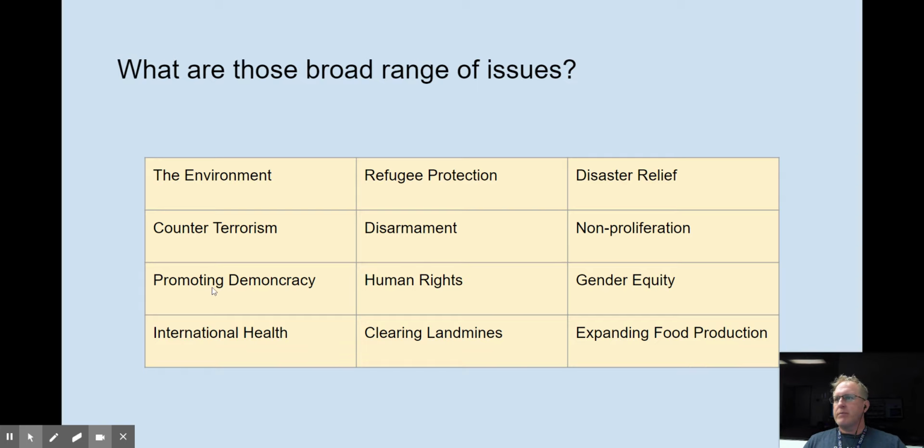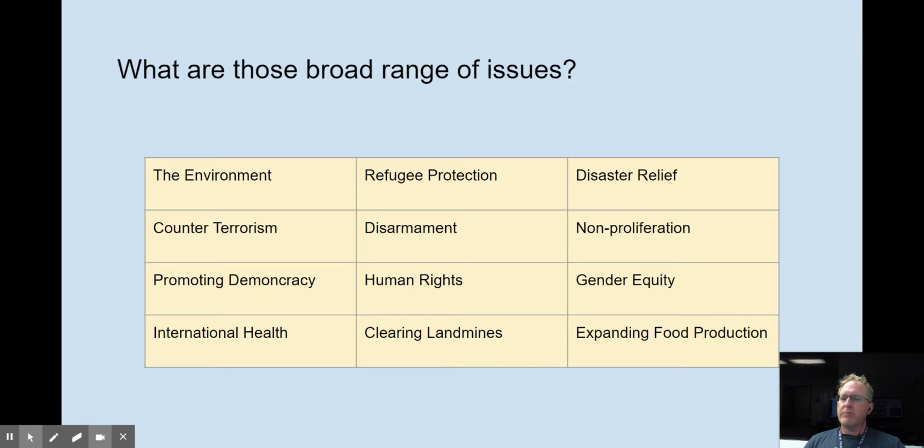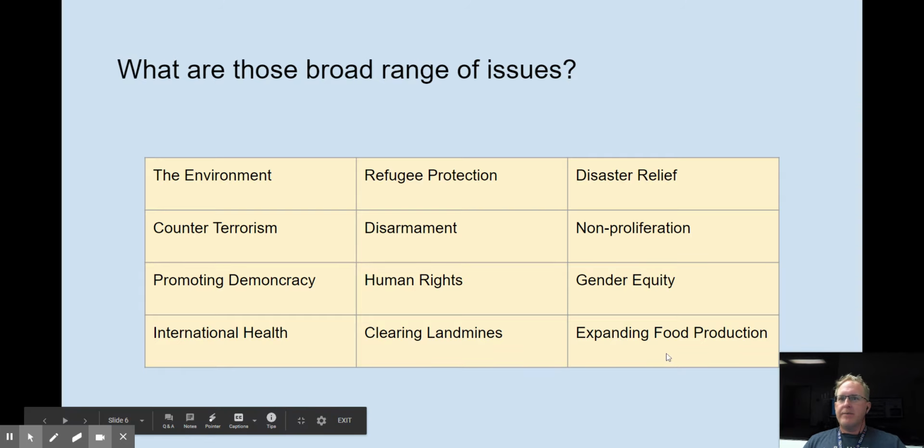Promoting democracy, typo, interesting. Apparently, my typing skills weren't very good yesterday. Human rights, gender equity, international health, clearing landmines, which actually is a very big issue in places like Africa, Kosovo, places like that, and also expanding food production.